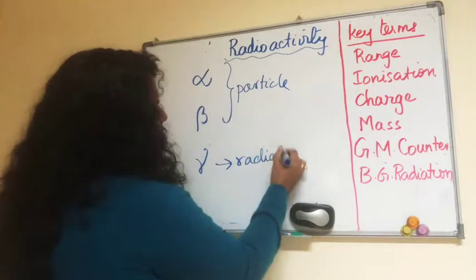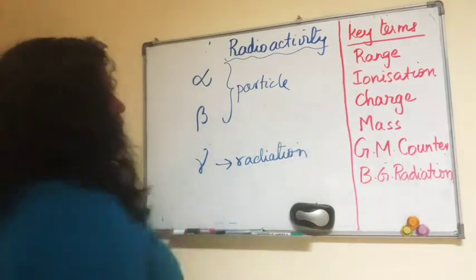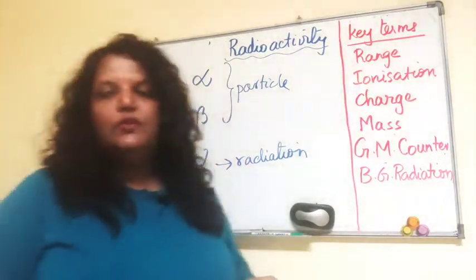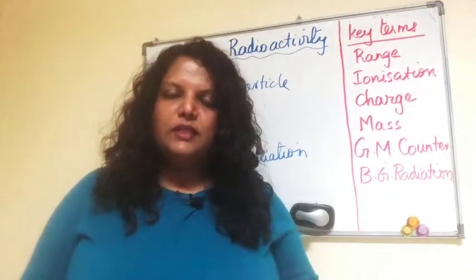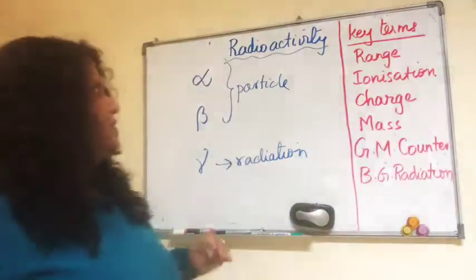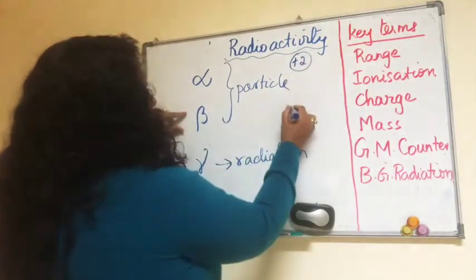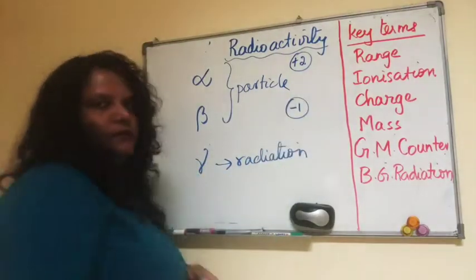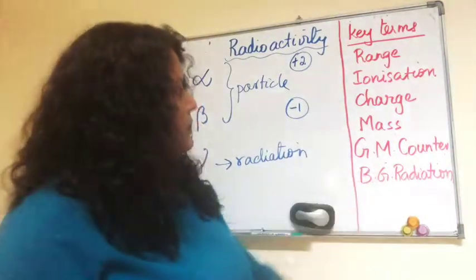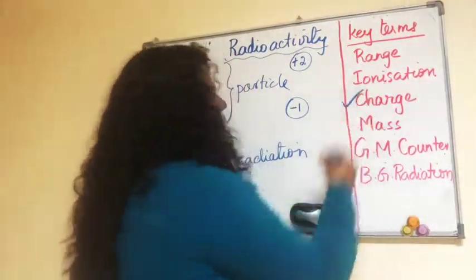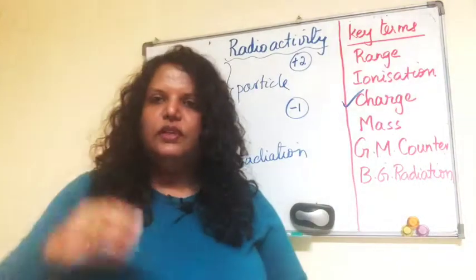That's one main difference. Now, I said these two are charged particles, so both of them possess a certain amount of charge. Alpha possesses +2 charge and beta possesses -1 charge. All right. So I have covered here the three particles.